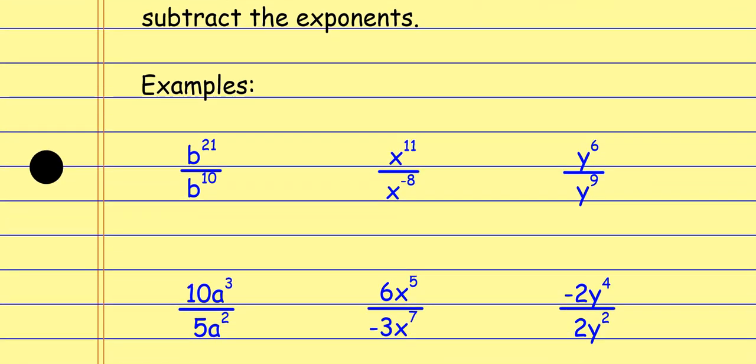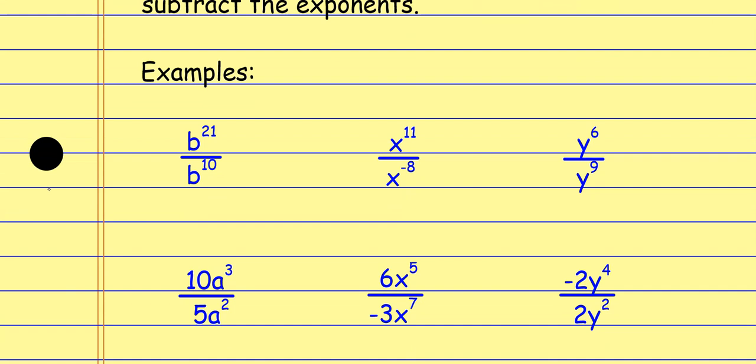For example, if I look at this guy, once again, I could write out 21 b's and then write out 10 b's and watch 10 of them cancel and see how many I'm left with. But the shortcut is I just do my rule for exponents. I subtract, and I get b to the 11th power here. Okay? The next one, same kind of thing. And the thing that's tricky about this one is when you subtract, you're subtracting a negative. So that's like adding the opposite. So this is actually x to the 19th power.